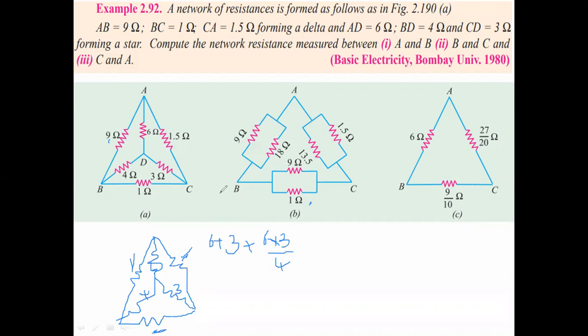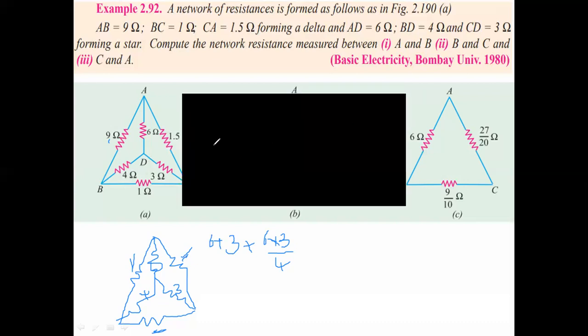So the first thing you have to do is take this star network and convert it into delta form. After converting into delta form, the obtained values of the delta network are in parallel with the previous network. From that simplification you can obtain the resistance.